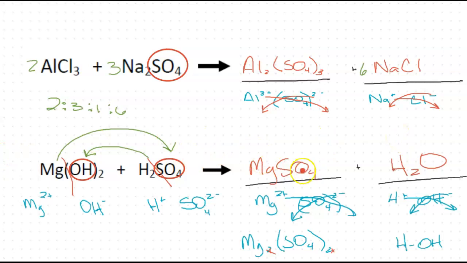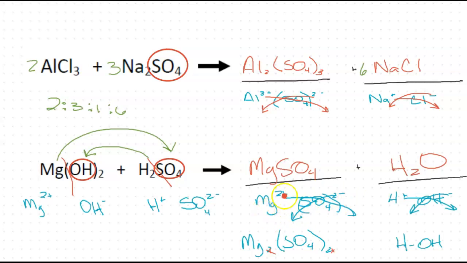It doesn't matter if you have your compounds in the opposite blanks. So if you had water in this first blank and magnesium sulfate in the second blank, that would be equally correct. Same is true for the top example. If I have NaCl on top or in the first blank, it would be fine. If I had Al2(SO4)3 in the second blank, it would also be fine. What matters is that you partner the positive with the negative ions and that the positive always goes in front.